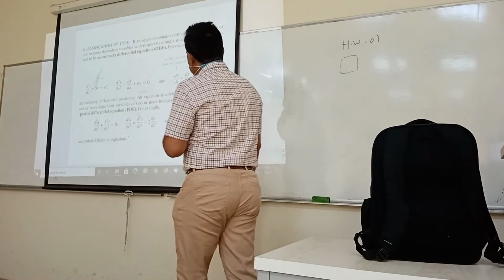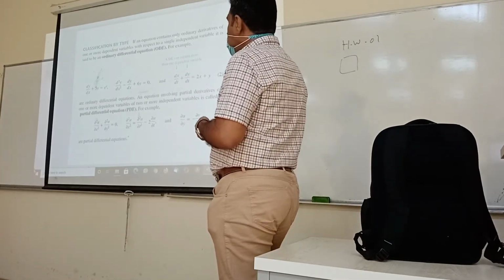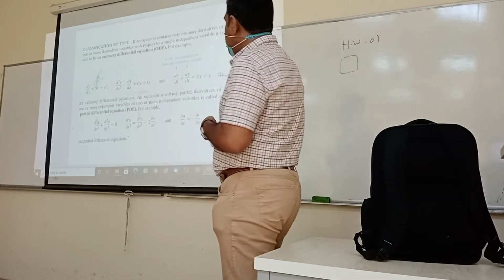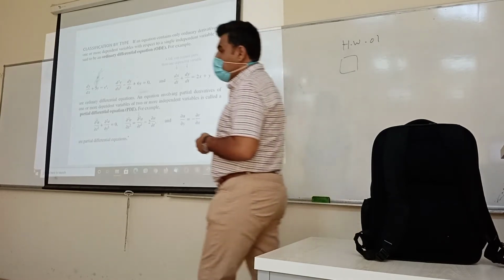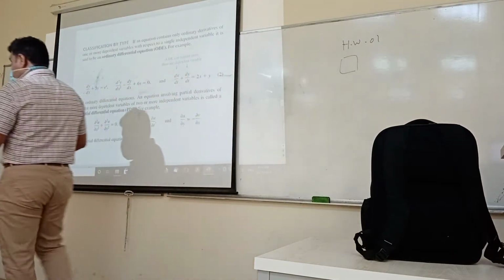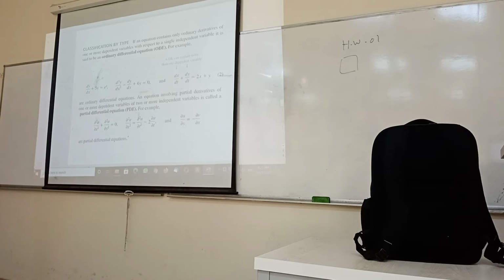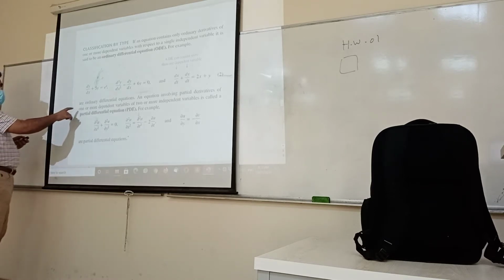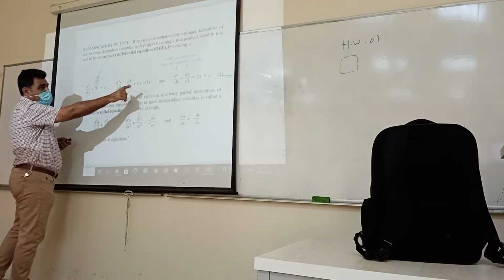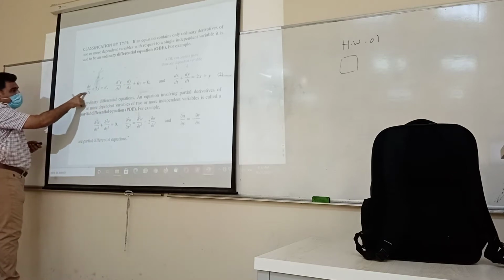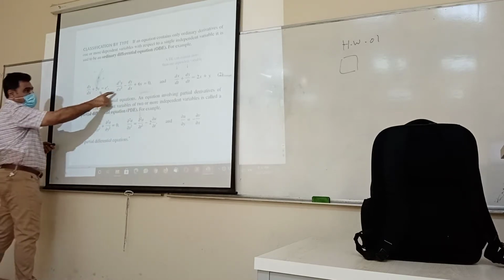So if we have an equation that contains only ordinary derivatives of one or more dependent variables with respect to only one independent variable, in this case we call it an ordinary differential equation. This is what we call ordinary differential. The other case, you see, we have only one independent.